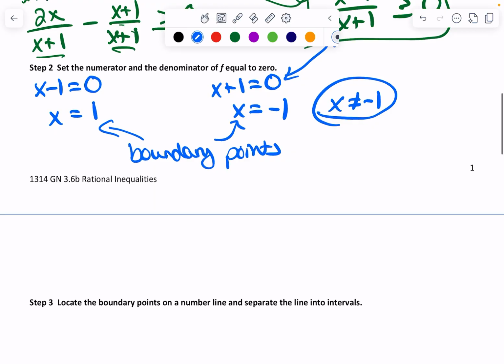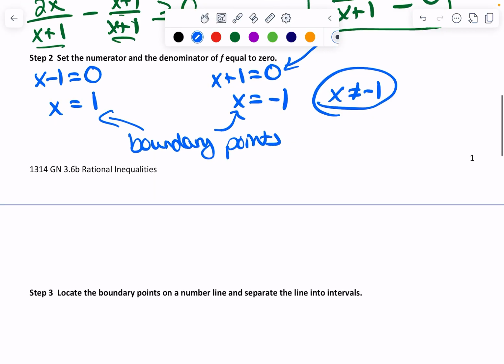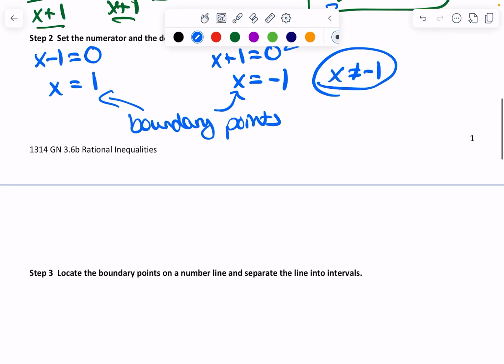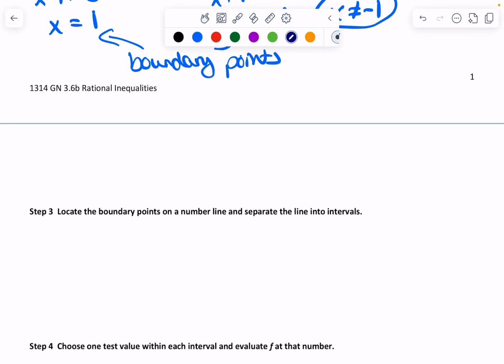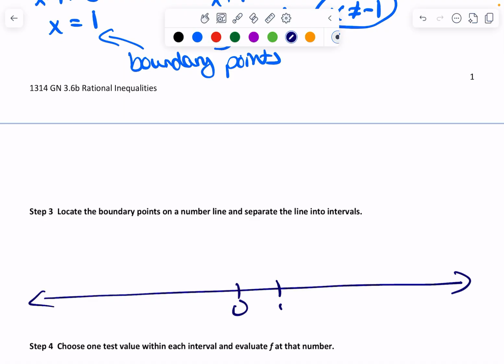Now, we're going to locate next the boundary points on a number line and separate the line into intervals, just like we did with the previous, regular inequality. So we're drawing a number line: 0, 1, 2, 3, 4, 5, negative 1, negative 2, negative 3, and negative 4. Our boundary points are x equals 1 and x equals negative 1.